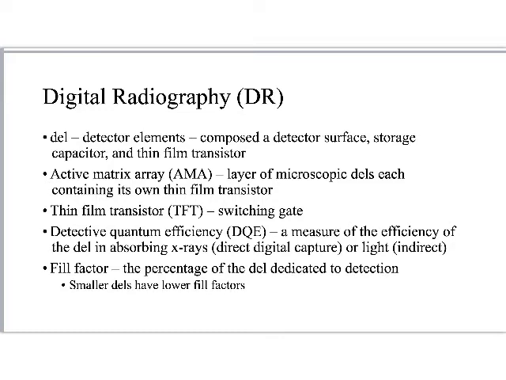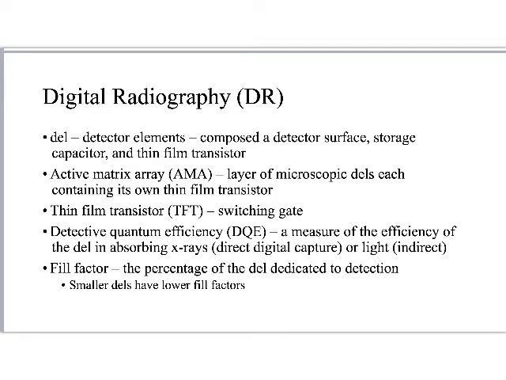So it's a layer of microscopic DELs. Each one of them contains its own thin film transistor. Each one of those DELs stands for a pixel in the data that we're going to be receiving. So the thin film transistors that connect across this entire active matrix array are just switching gates. They are going to read any number in the dynamic range of that thin film transistor, whatever the bit depth of that DEL is.